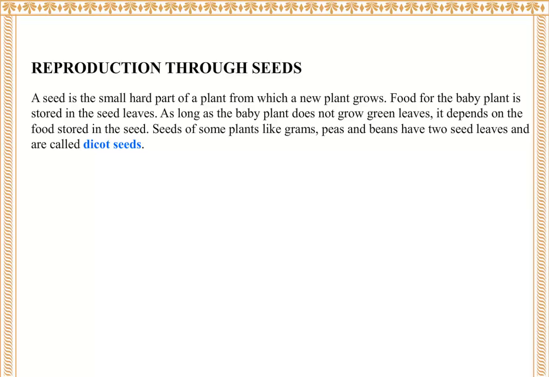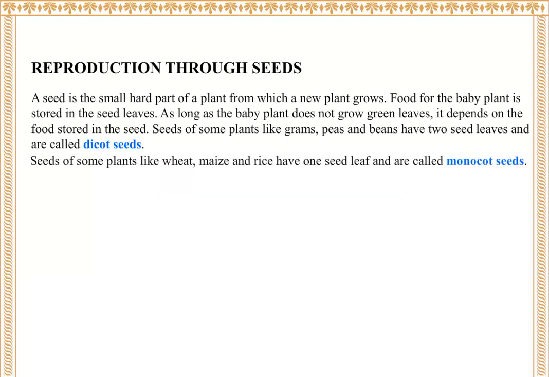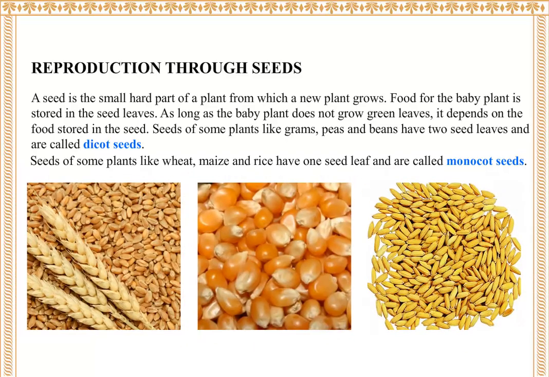Reproduction through seeds. A seed is a small hard part of a plant from which a new plant grows. Food for the baby plant is stored in the seed leaves. As long as the baby plant does not grow green leaves, it depends on the food stored in the seed. Seeds of some plants like grams, peas, and beans have 2 seed leaves and are called dicot seeds. Seeds of some plants like wheat, maize, and rice have 1 seed leaf and are called monocot seeds.